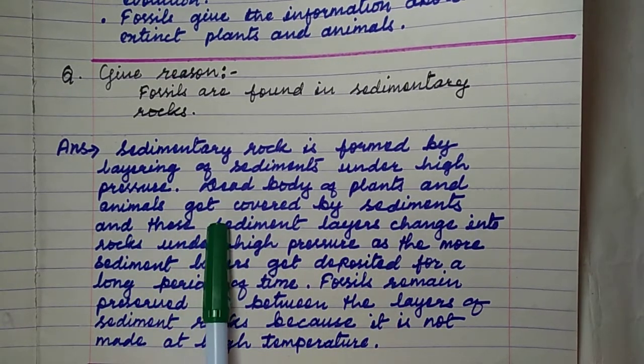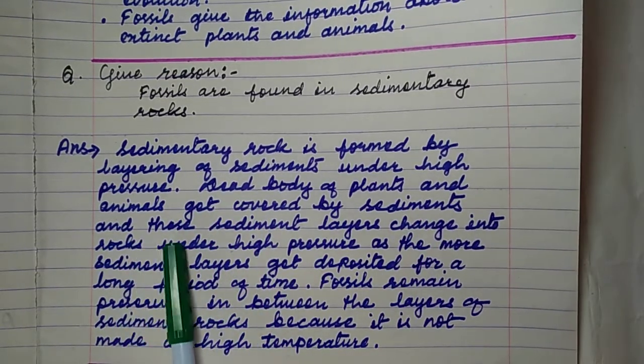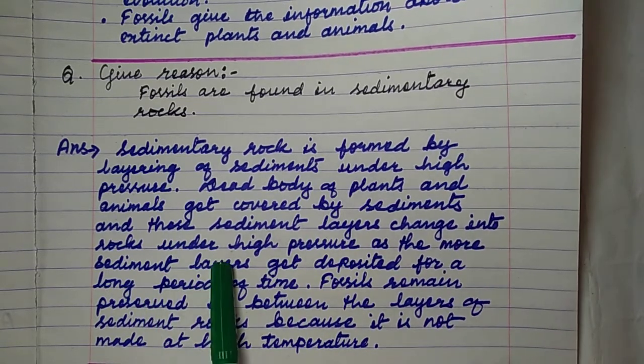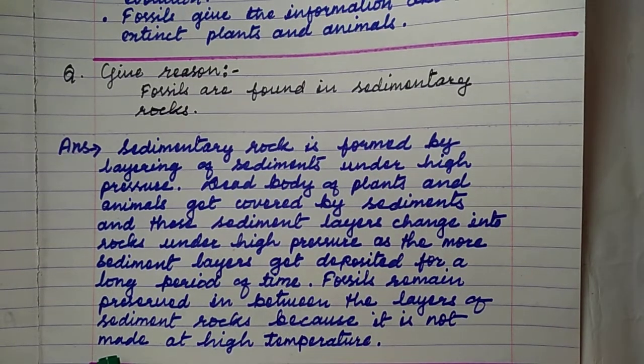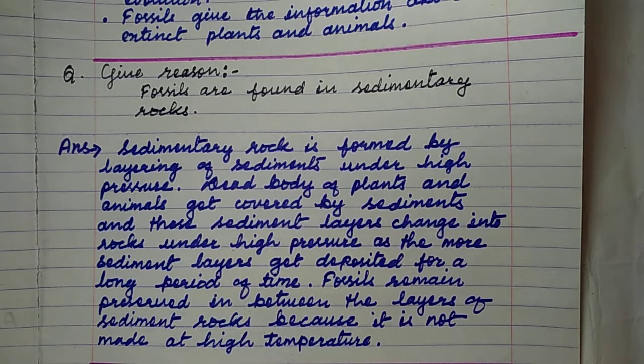Dead bodies of plants and animals get covered by sediments, and these sediment layers change into rocks under high pressure as more sediment layers get deposited for a long period of time. Fossils remain preserved in between the layers of sedimentary rocks because it is not made at high temperature, right? So the fossils are trapped and preserved in between the rock layers, and they get pressed for a long time.